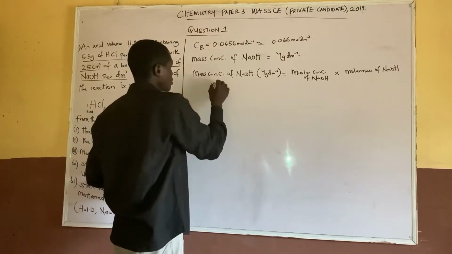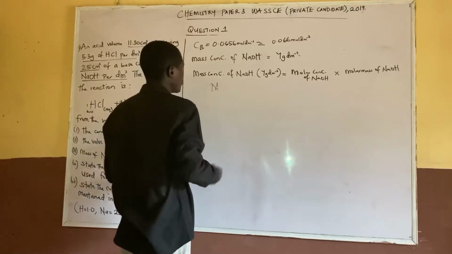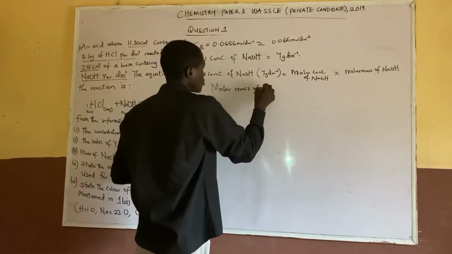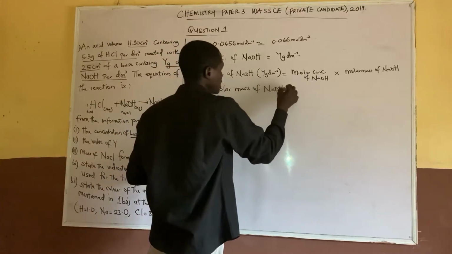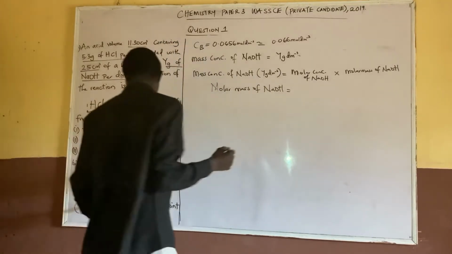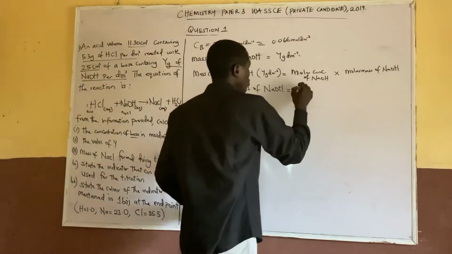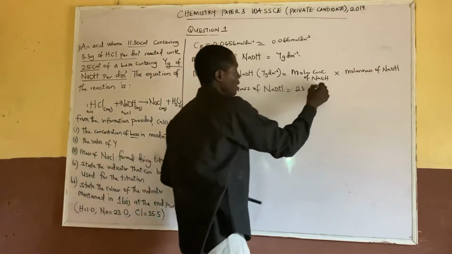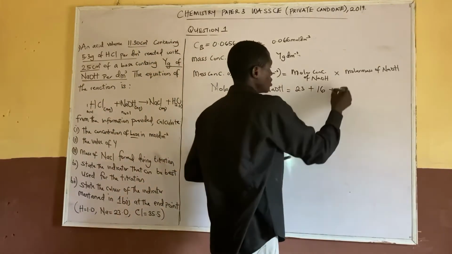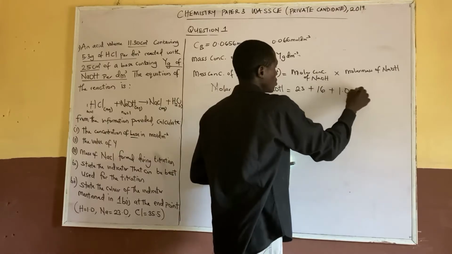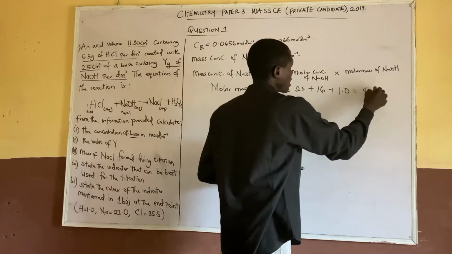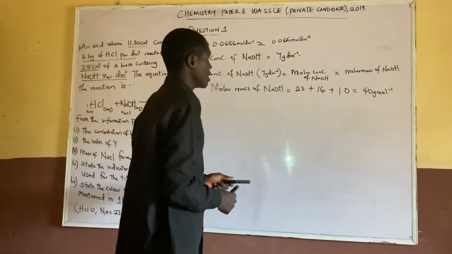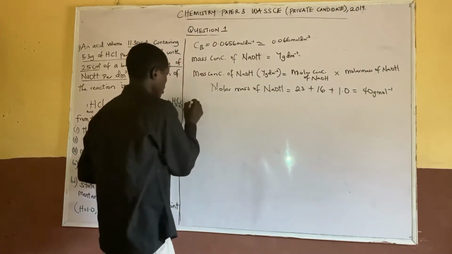The molar mass of sodium hydroxide: the atomic mass of sodium is 23, that of oxygen is 16, and that of hydrogen is 1.0. So everything together is 40 gram per mole.